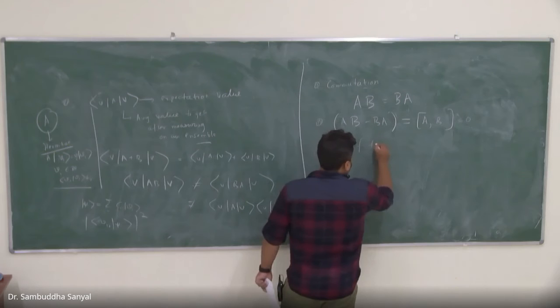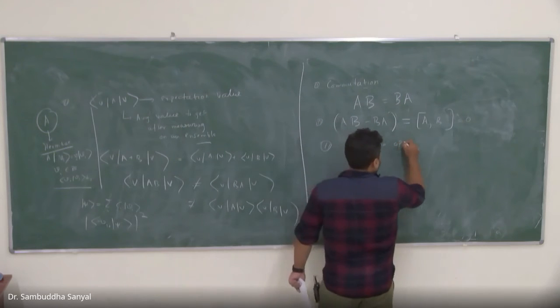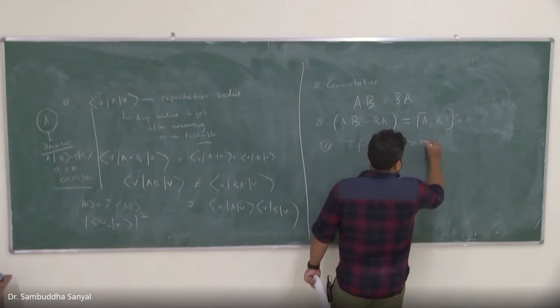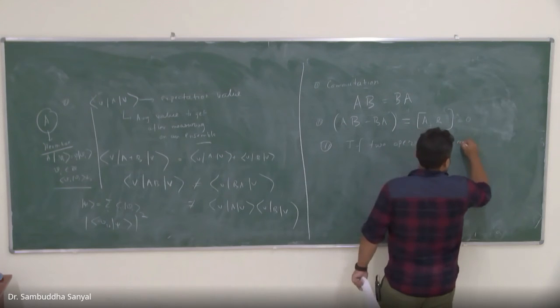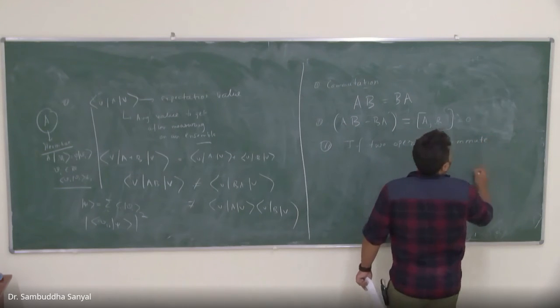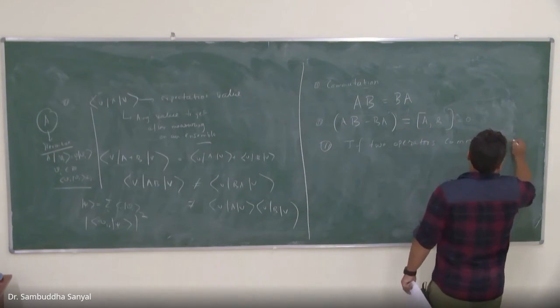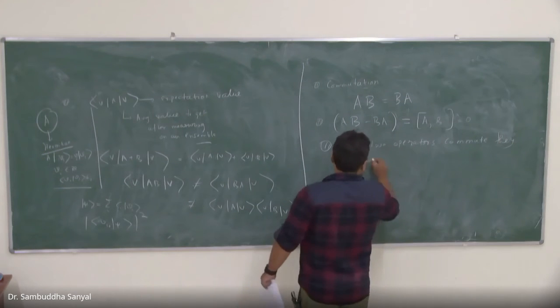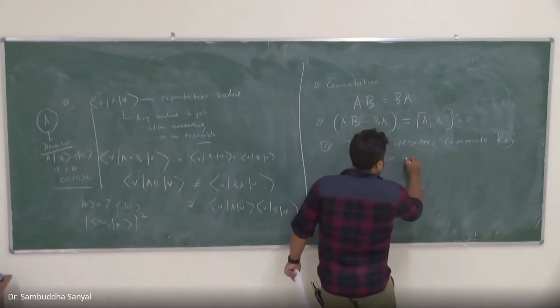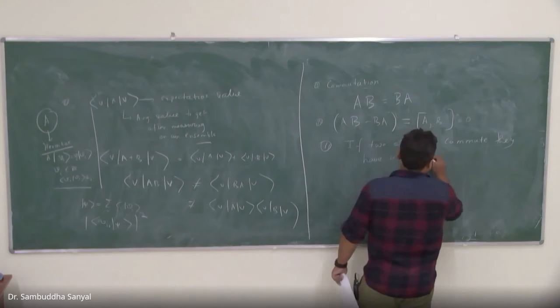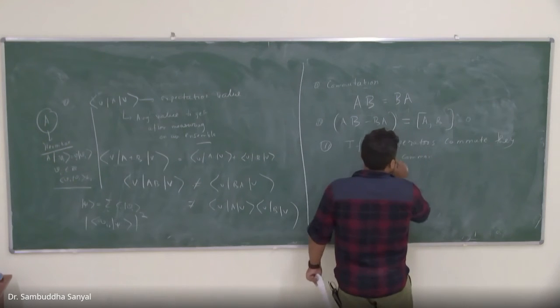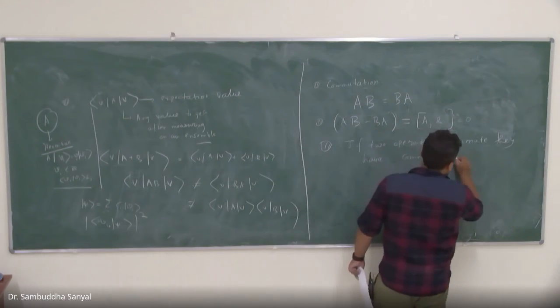Okay. So now a non-trivial statement: if two operators commute, they have a common eigenbasis, or they have common eigenstates.